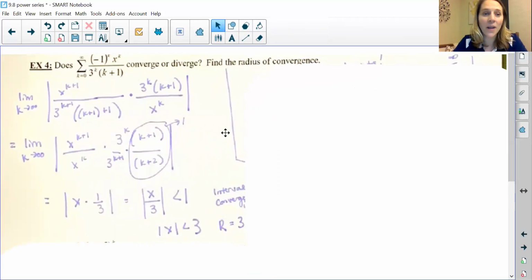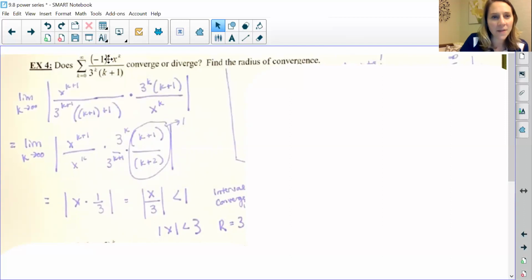So again, we are going to use the ratio test. So you can see, for example 4, we have x to the k plus 1 over 3 to the k plus 1 times k plus 1 plus 1. So we've plugged in that next term. And over here we have that, remember, it was like a fraction over the original. So we have the keep it, change it, flip it. And that's what this is, right? This is like the bottom ratio, technically in the denominator. So we kept it, changed it, flipped it.